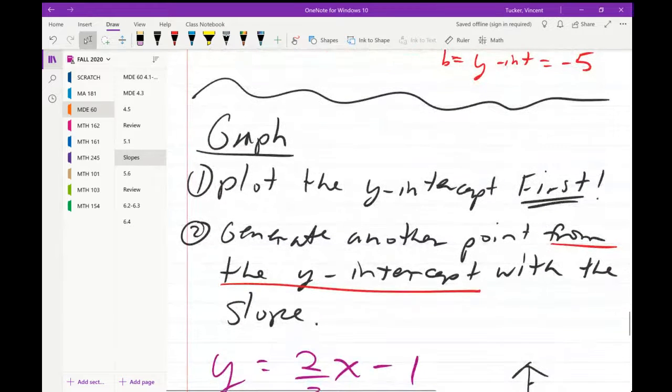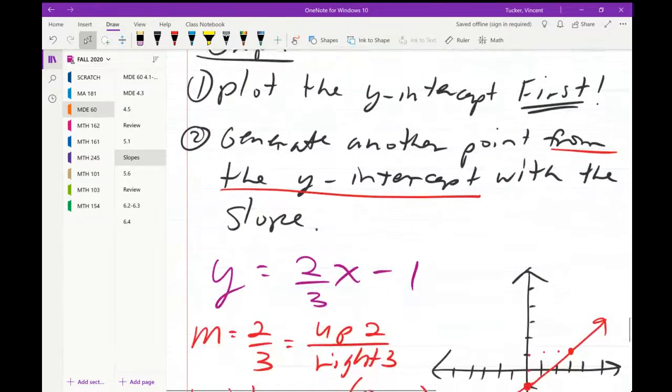So using your slope to graph, first you'll plot the y-intercept. Then you're going to generate another point from the y-intercept with the slope. Where a lot of people make a mistake here is that they go to the origin with the slope and go up right, or go up 2 right 3, or whatever the case may be. But you don't do that. Your slope is not a point. You only go to the origin when you have a point. If you have a slope, you're going to go to your y-intercept and then generate a point from the y-intercept.